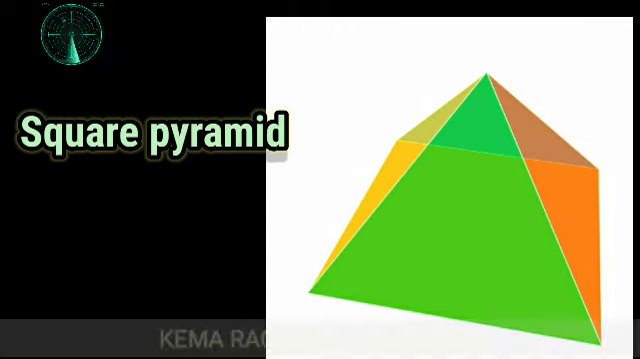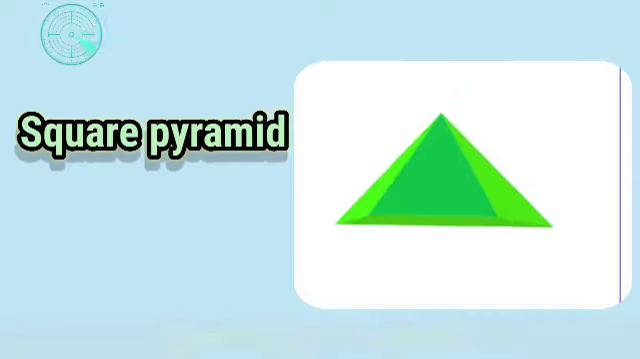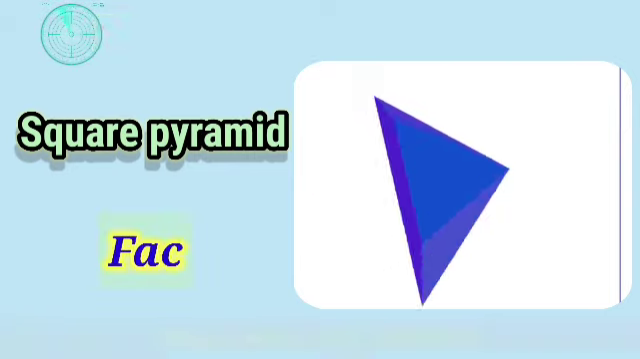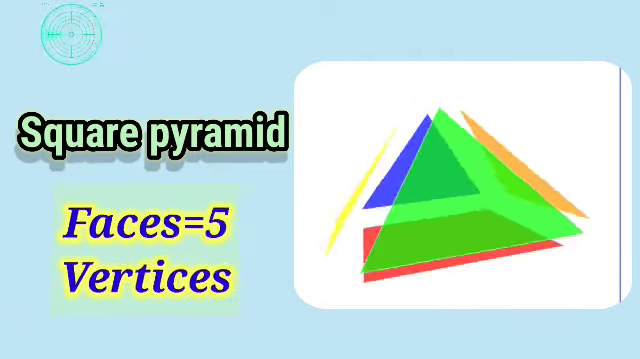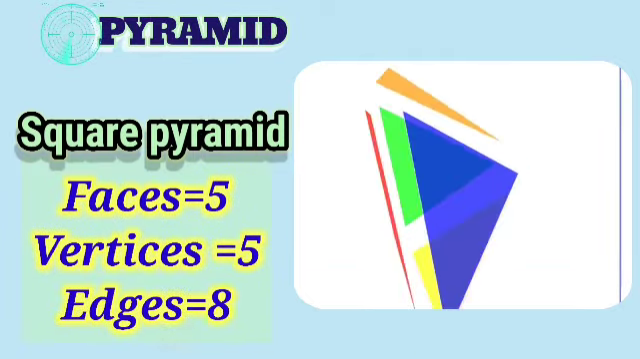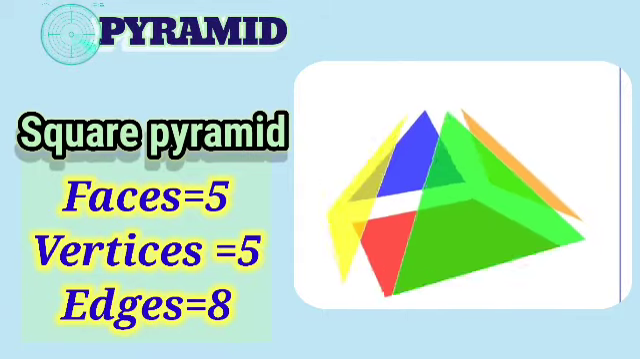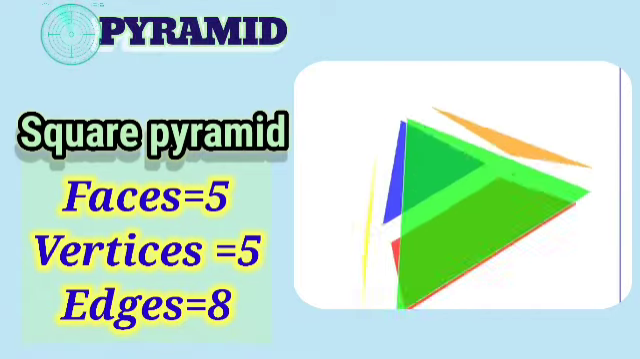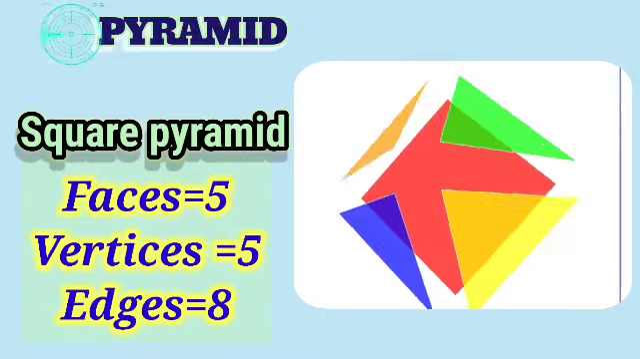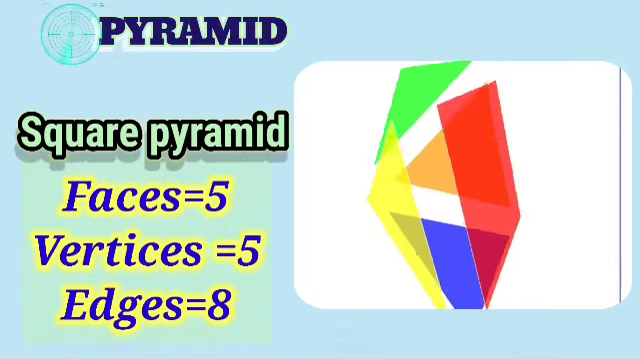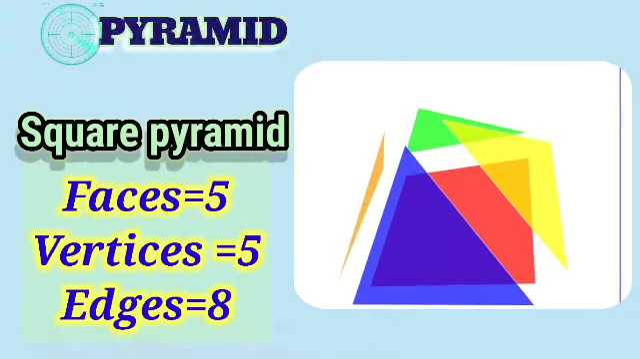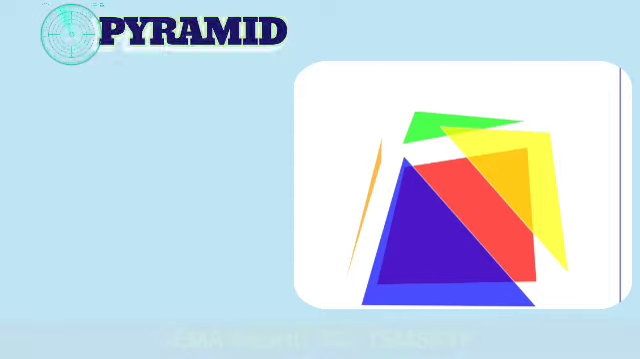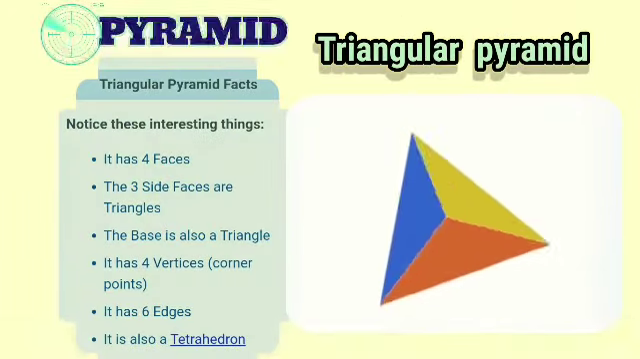A square pyramid has a square base and all its other faces are triangles. It has 5 faces, 5 vertices and 8 edges. Since the base has 4 sides, it has 5 faces, that is 4 plus 1, and the vertices are 5, that is 4 sided triangles and 1 square base.